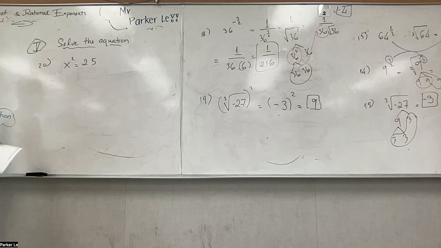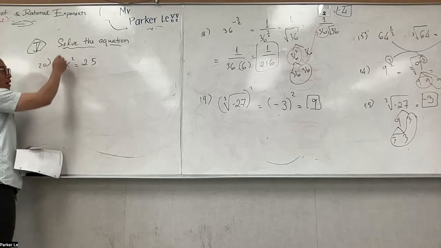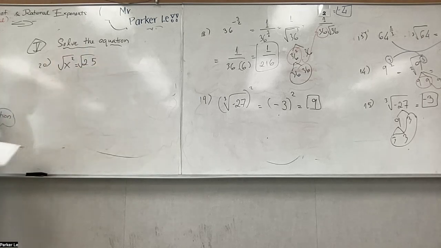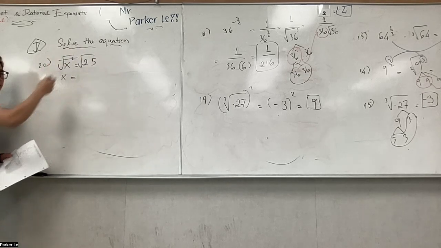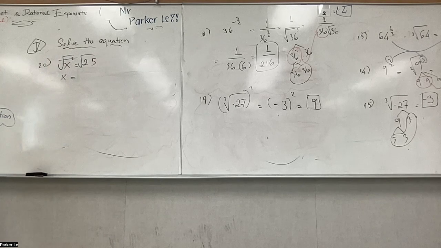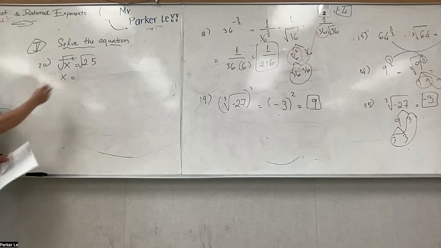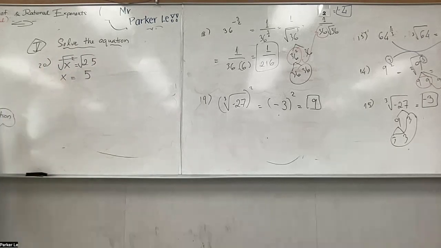Taking the square root. Yeah. The square root and the square cancel out. Remember that. So we have x. What is the square root of 25? 5. Is that my final answer? What am I missing?